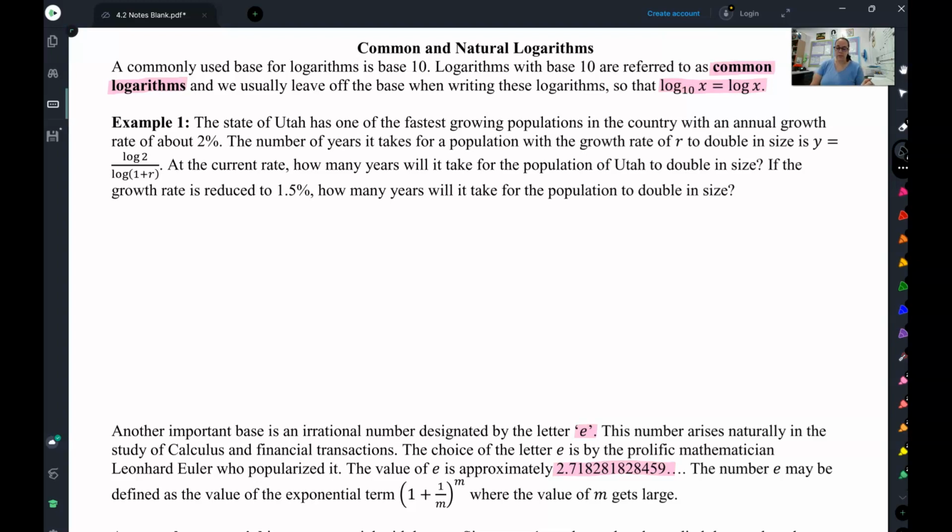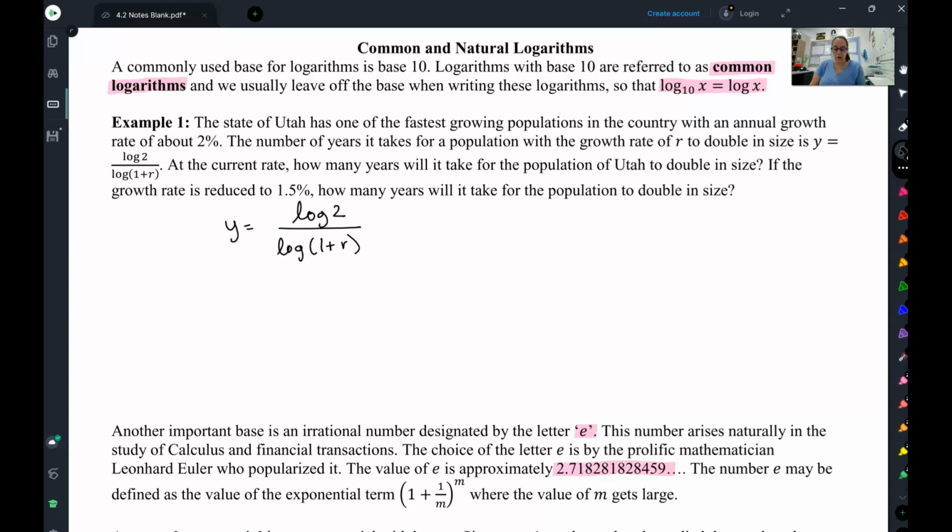In this first example, we have a story problem. The state of Utah has one of the fastest growing populations in the country, with an annual growth rate of about 2%. The number of years it takes for a population with the growth rate of r to double in size is this equation. You'll notice that these logs do not have bases, so we assume they're base 10.